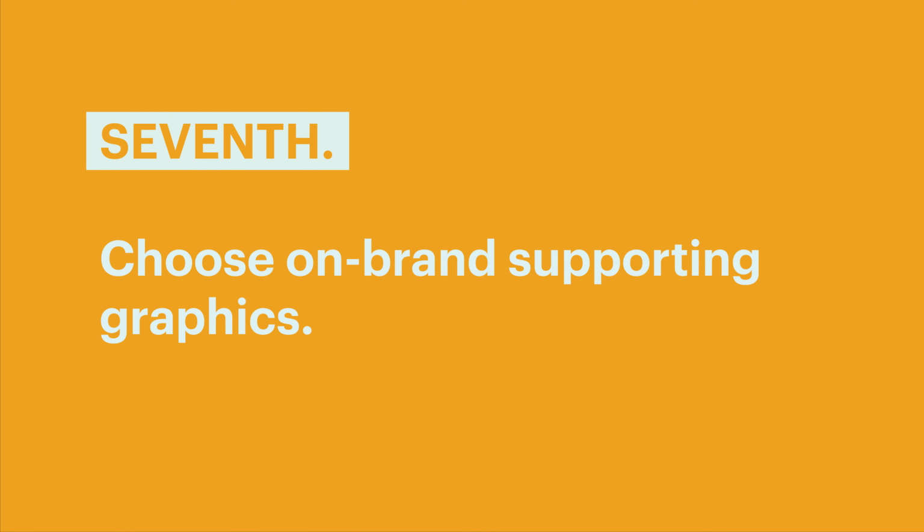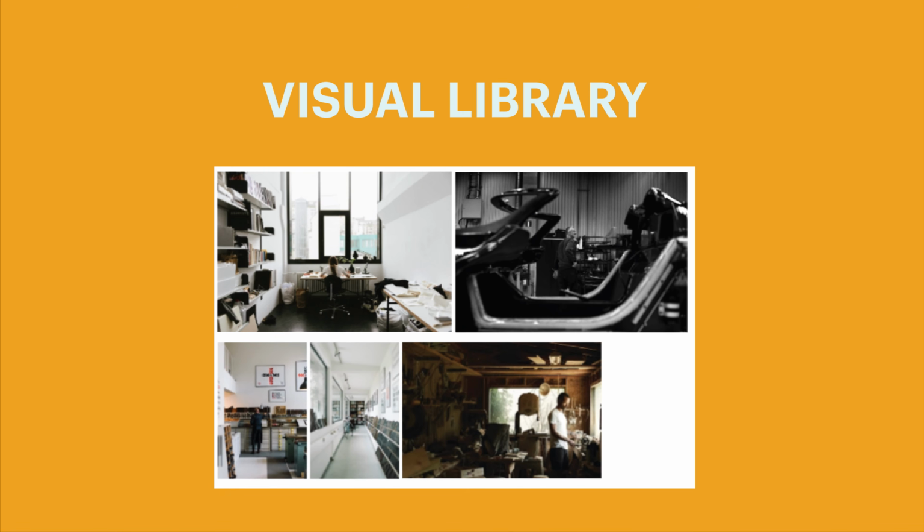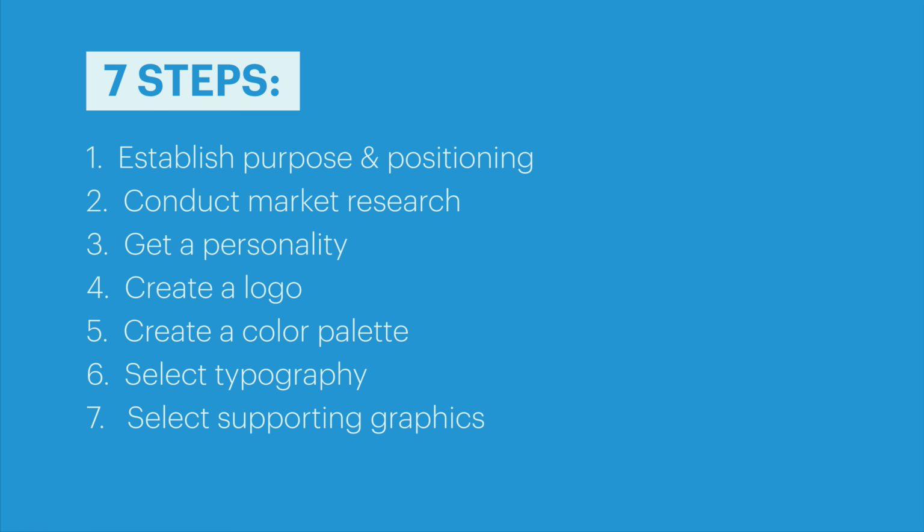The 7th and last step to developing your brand identity design is to choose on-brand supporting graphics. Your brand identity should include a visual library of supporting graphics, design assets, icons, and photographs. So, in summary, if you want to develop a lasting brand, you gotta put in the work. And these 7 steps are a great start.